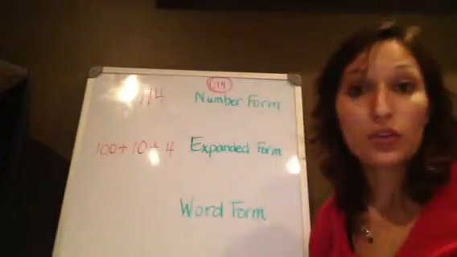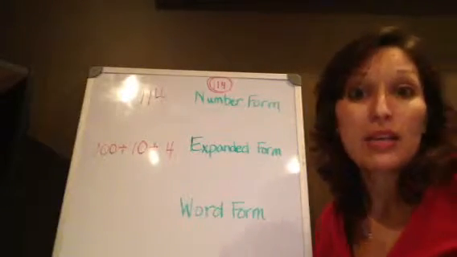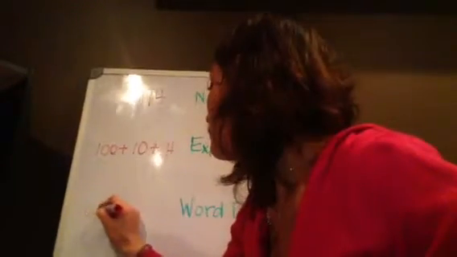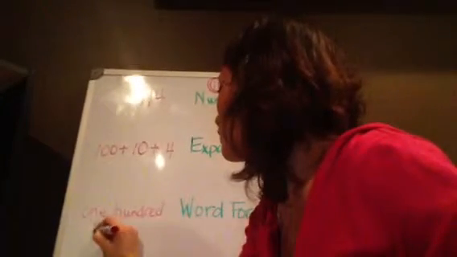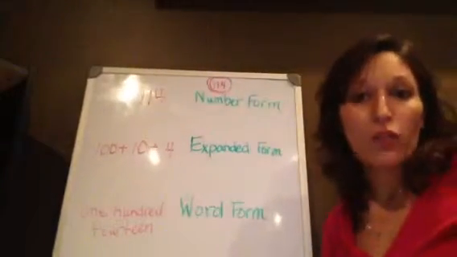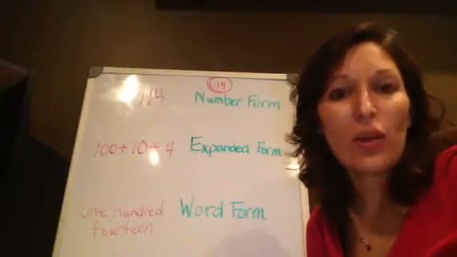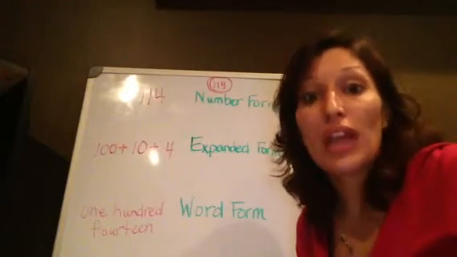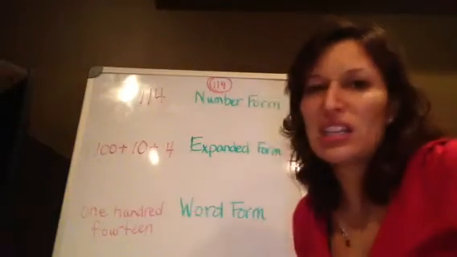The last way to write 114, the other form, is the word form. So I'm going to be using my writing skills, writing my number words to write out that number. One hundred fourteen. It's important to remember, don't stick an and in there. We don't call it one hundred and fourteen. Let's just say one hundred fourteen. We'll use the word and later in older grades when we're talking about decimals. Let's not use it till then.